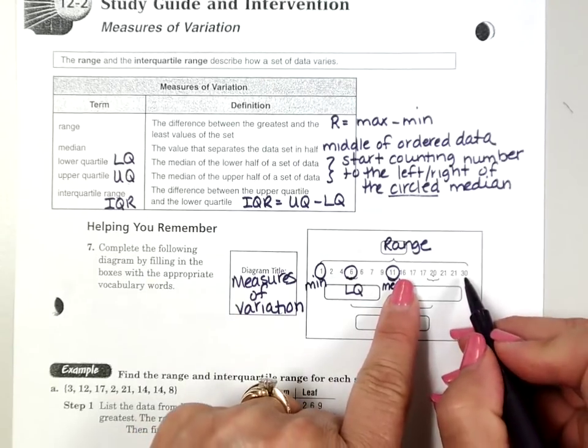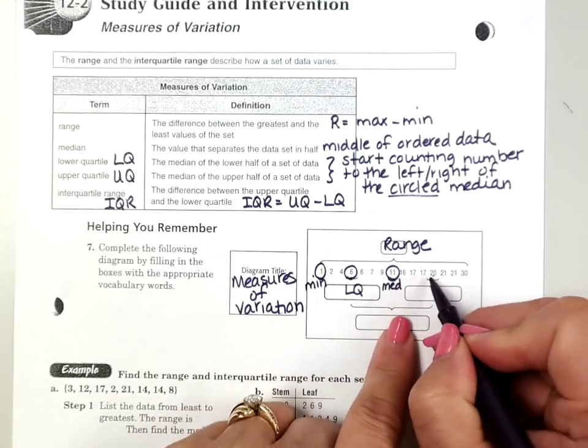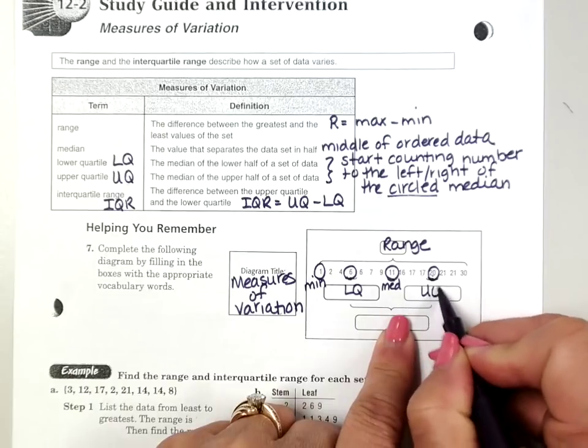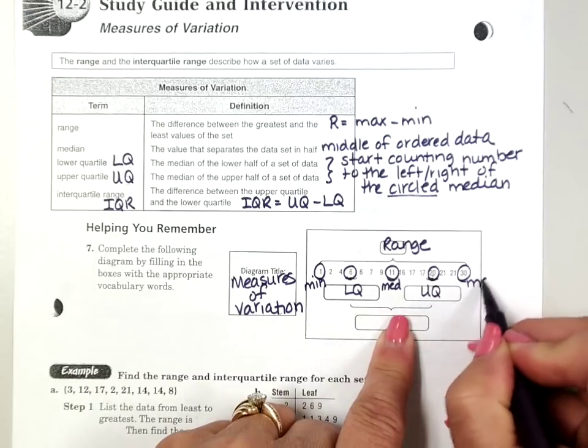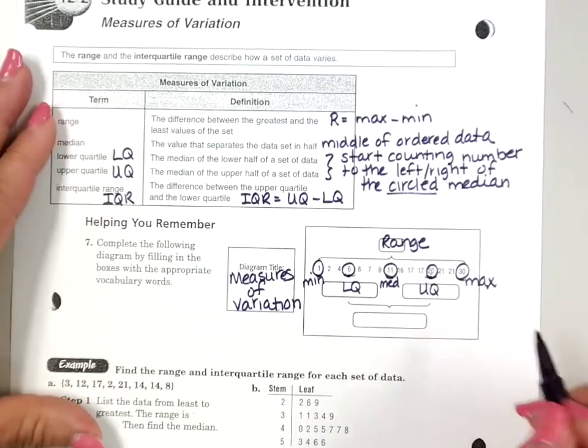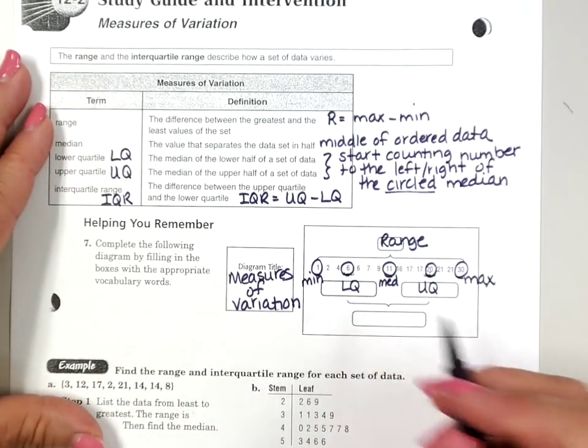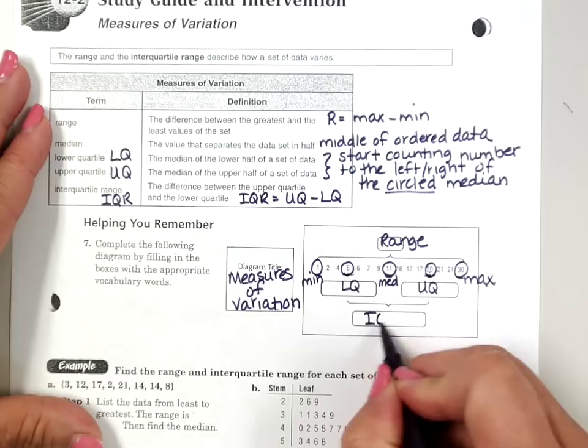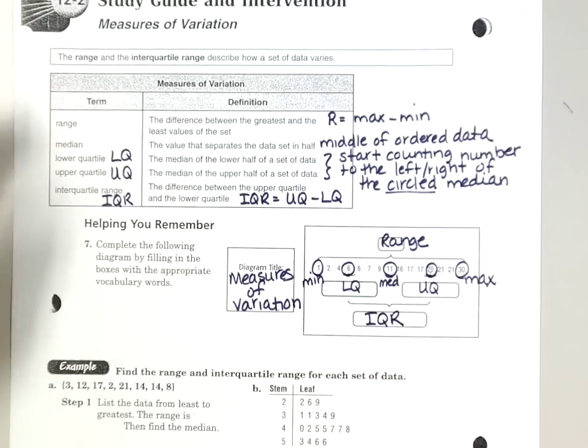Directly to the right is 16, 1, 2, 3. I'll circle the 20, that's my upper quartile. Then I always circle the last one, that's my maximum. If you find the difference between the upper and the lower quartile, that's the interquartile range. Okay, so those are all the parts that you need.